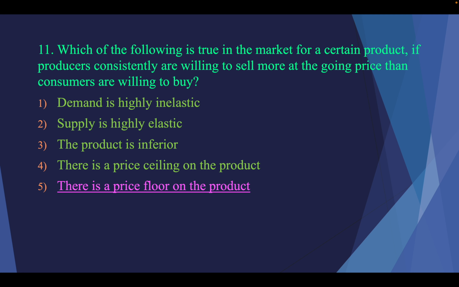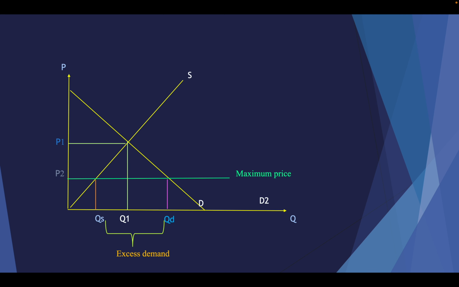Okay, demand is highly inelastic, no, it's not mentioned like that. The product is inferior, no. There's a price ceiling on the product, we'll see. If you practice these questions very well, you know the fourth and fifth one has the answers. Okay, yeah, this is maximum price. Maximum price is the price ceiling. Okay, maximum price means, remember, it's below the equilibrium price. So through the maximum price you can easily identify the excess demand.